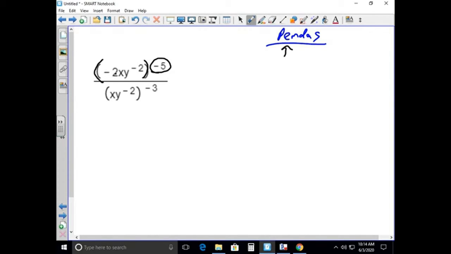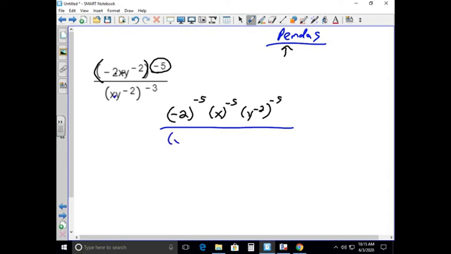We have 3 things multiplied together on top inside that parenthesis. So -2 is going to be raised to the -5th power. X is going to be raised to the -5th power. And y to the -2 is going to be raised to the -5th power. And it is important that we put parentheses around those before we write the exponents. We're going to do the same thing on the bottom. We have a product in the parentheses, so the x gets raised to the -3, and the y to the -2 also gets raised to the -3.